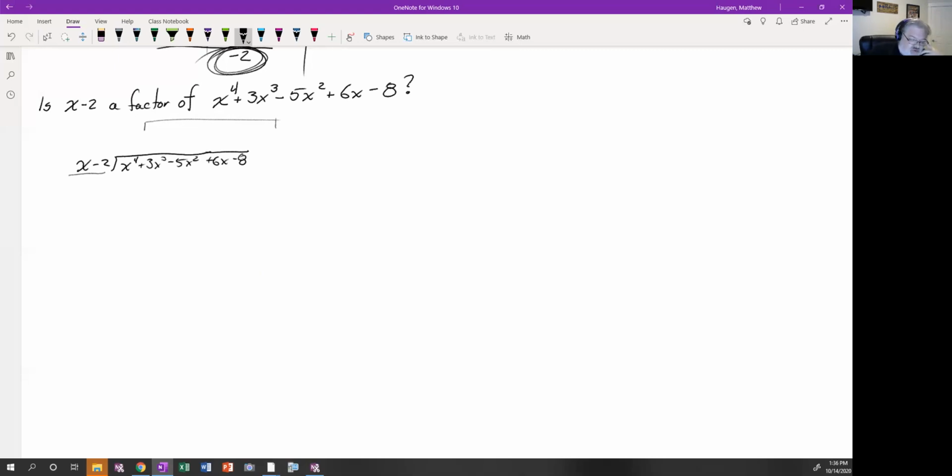But the way we do this will always be that same question. We will focus on those lead coefficients and ask, what do we have to multiply by this x to get that x to the fourth? Well, x times x to the third will give us x to the fourth. And you might notice I'm writing it on top of that x to the third column. I'm trying to keep my place values all lined up.